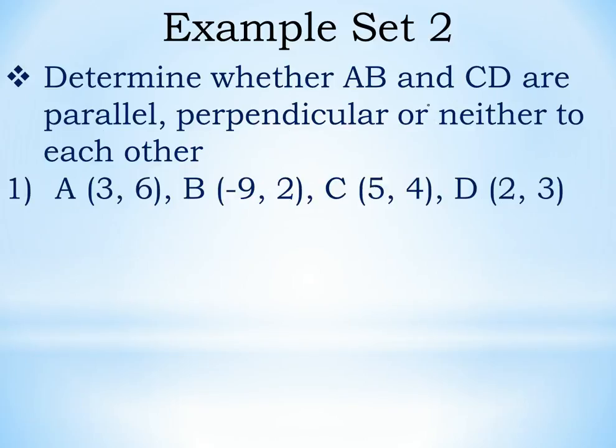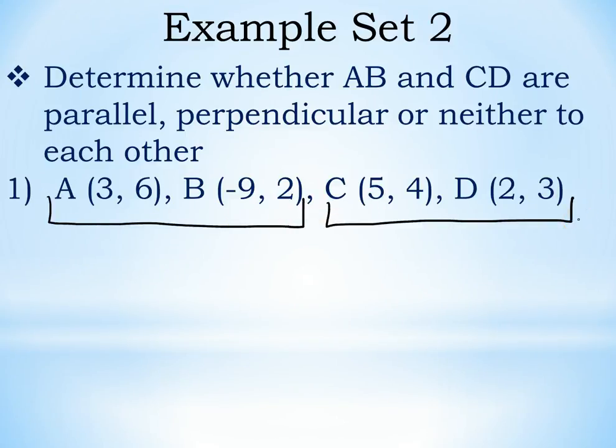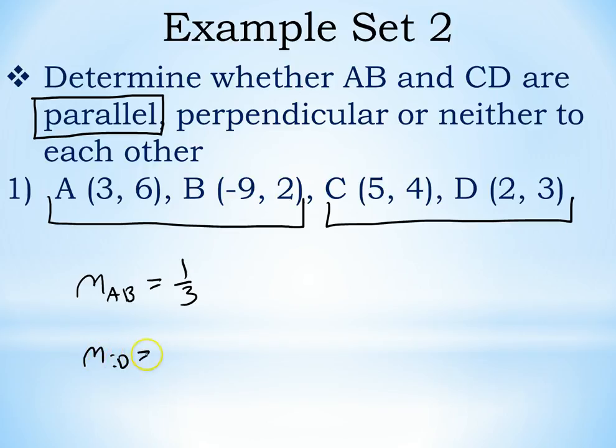Alright, same concept for this one. So we're going to work out again the entire problem on your own. Determine whether these two lines are parallel, perpendicular, or neither. So find your slope of AB first, then compare it to your slope of CD. Alright, when you work it out, you should find that those two lines are going to be parallel. AB's slope should be a positive 1/3, and CD's slope is also a positive 1/3. Make sure you reduce both fractions as far as possible, so they both come out to be 1/3.